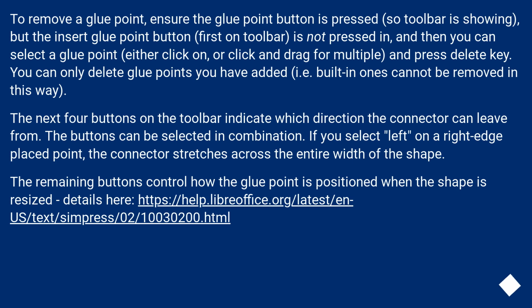The next 4 buttons on the toolbar indicate which direction the connector can leave from. The buttons can be selected in combination. If you select left on a right edge placed point, the connector stretches across the entire width of the shape. The remaining buttons control how the glue point is positioned when the shape is resized. Details here, this URL.